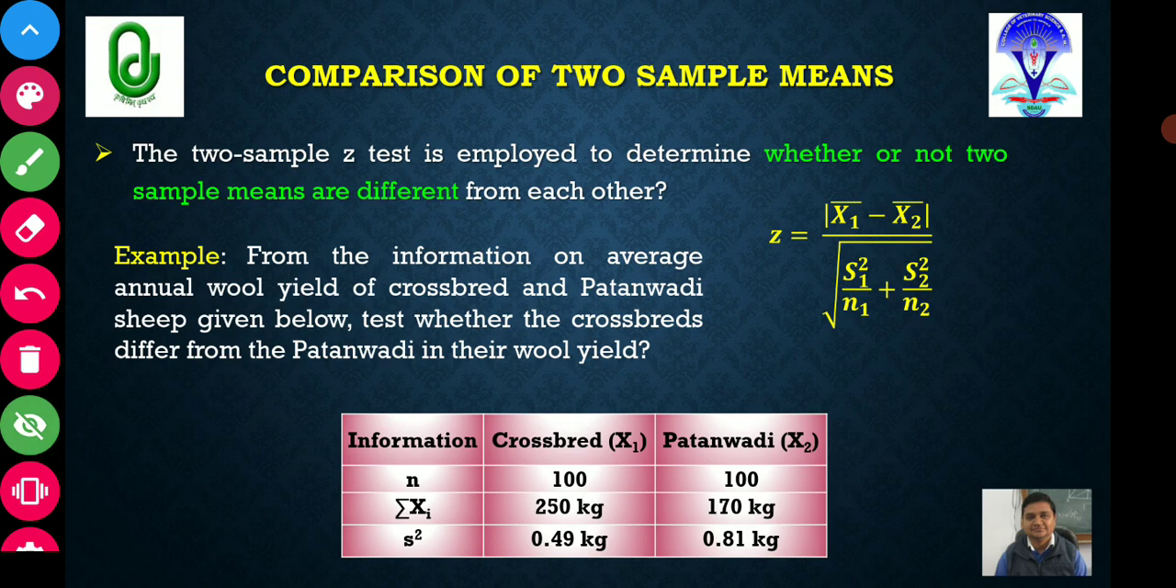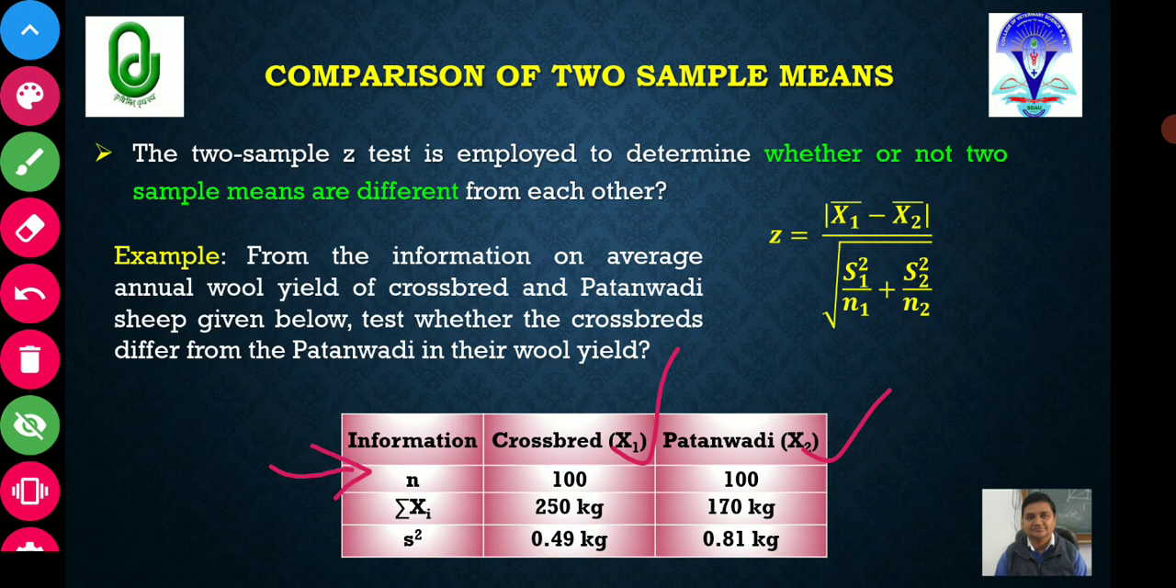Now, comparison of two samples. In the last example, we saw the comparison of a population with a sample mean. Now, we have to compare two sample means. So, for two sample means, what is given? Given is n, the number of observations, which is 100. So, 100 is a large sample, since it is more than 30. Now you have to compare, which means you have to go for the Z test.